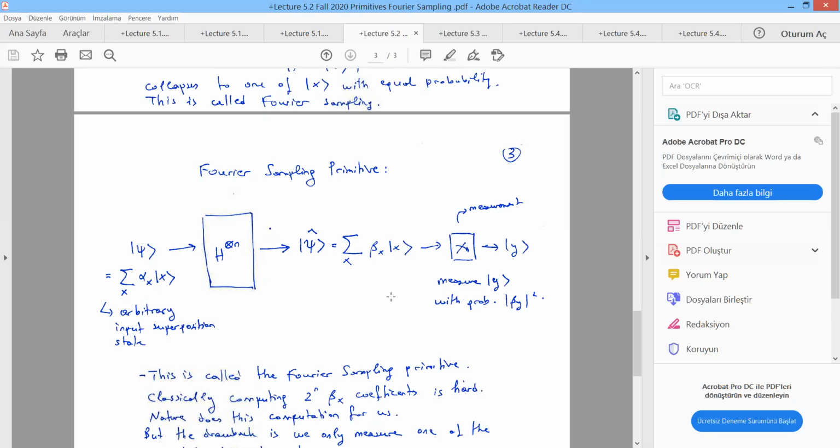At this point, it's not very obvious why it is called Fourier sampling. It's just that you have a generic quantum state in the input. You apply a Hadamard tensor n times, and in the output you have another transformed quantum state, and you sample. In other words, you measure this quantum state, and that means you sample this quantum state. In other words, you measure one of these 2 to the n quantum eigenstates. So this construct is referred to as the Fourier sampling primitive.